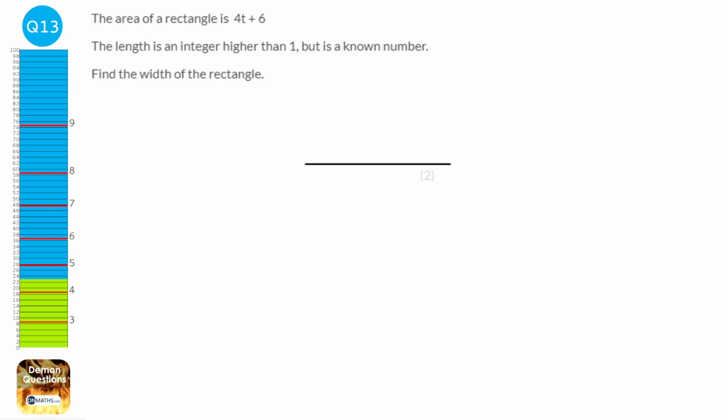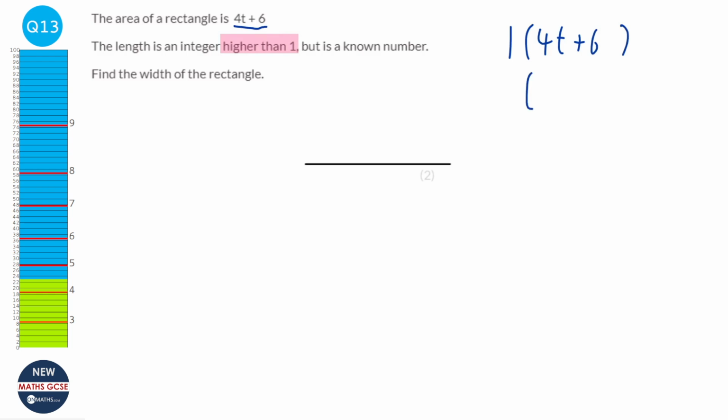So for this question, what we need to do is factorise 4t plus 6. Now, factorise means put it into brackets. So what I can do is put a 1 on the outside here. So 1 times 4t plus 6 is 4t plus 6, but the question clearly states that it is higher than 1. So we need to find another number that's higher than 1 to factorise this with. So if we look at 4t and 6, well, they're both in the 2 times table. So I can put a 2 on the outside here. 2 times 2t is 4t, and 2 times 3 is 6.